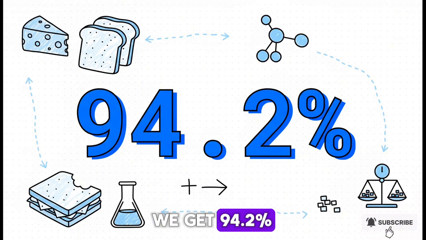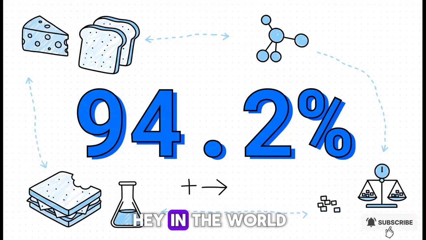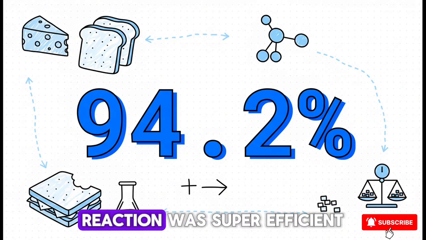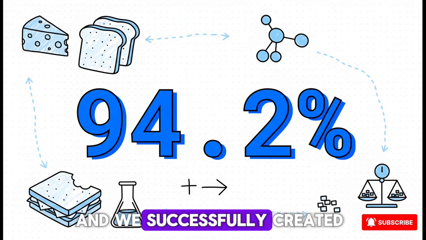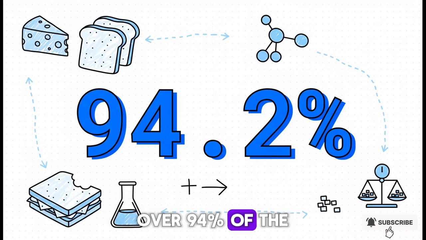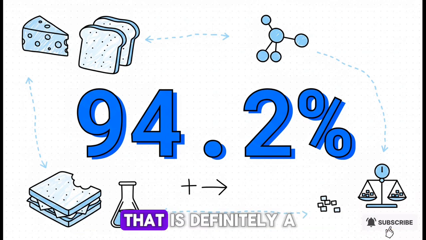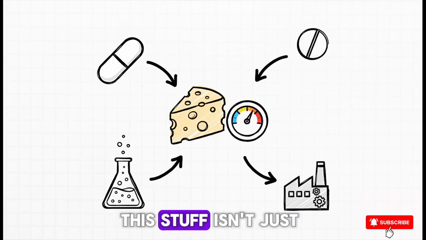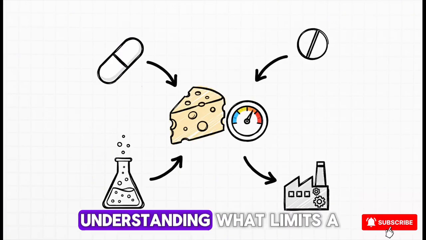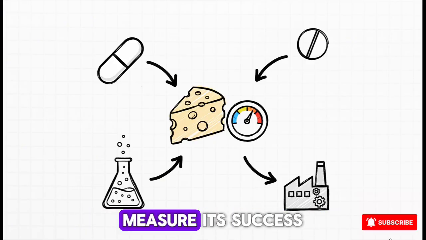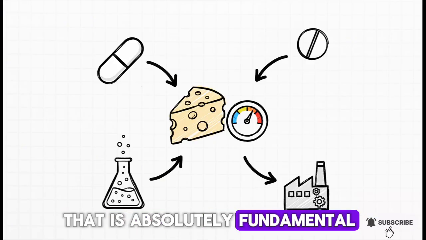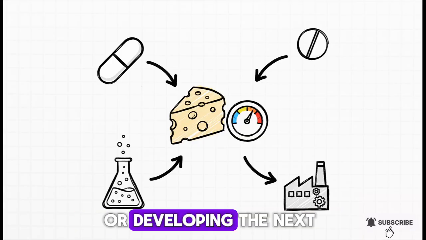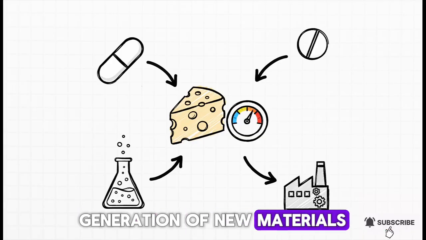We get 94.2%. Hey, in the world of chemistry, that is a fantastic result. That tells us our reaction was super efficient, and we successfully created over 94% of the maximum possible product. That is definitely a win. So, what's the big takeaway here? This stuff isn't just for your chemistry class. Understanding what limits a reaction and how to measure its success, that is absolutely fundamental to all of chemistry, whether you're creating life-saving medicines or developing the next generation of new materials.